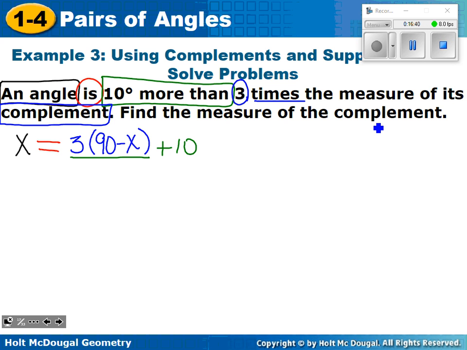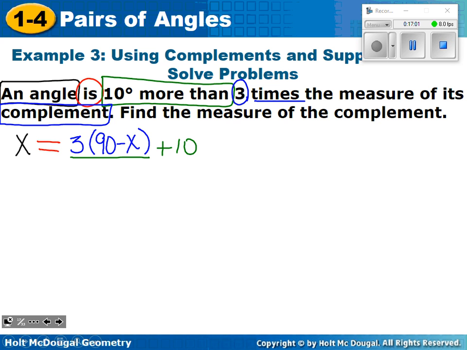Now we have an algebra equation. We can go through and solve for x. Keep in mind, though, what does x stand for? The angle. What are they asking us to find? The measure of the complement. So x is not going to be our answer, but we're going to solve for x first. Okay, what do you want to do to solve?